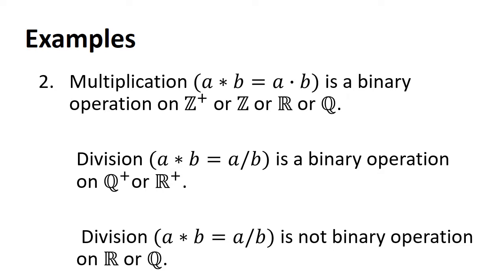And lastly, division is not a binary operation on the set of real numbers or rational numbers. 0 is still a real number, right? And if we divide 3 by 0, 3 is a real number, 0 is a real number, and the answer is undefined. And undefined does not belong to the set of real numbers. Therefore, division is not a binary operation on the set of real numbers, because if we divide by 0, we get an undefined result.